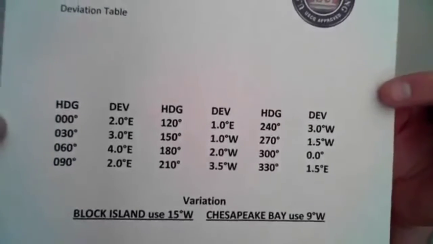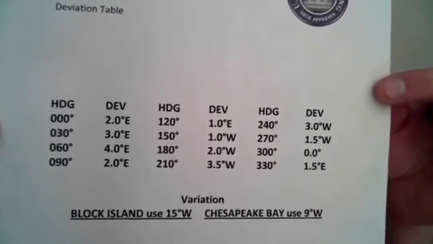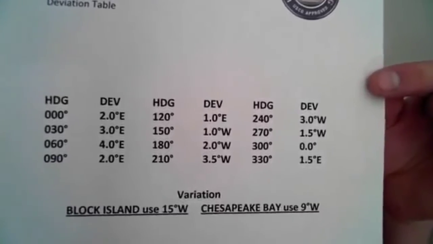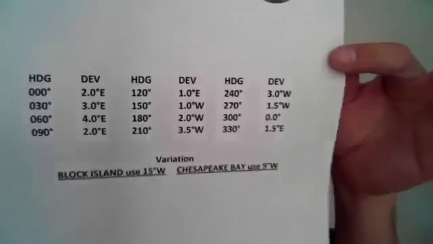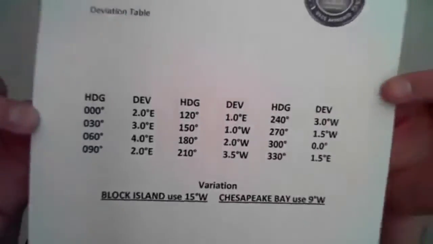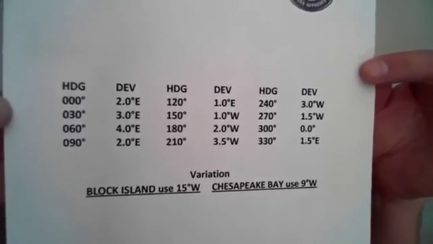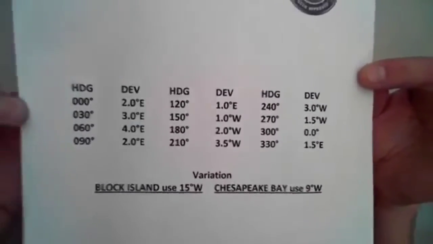You will find this deviation table under topic 3. There's a PDF that says deviation table. This is what you get, this deviation table here. And we get heading. For each heading, it gives us a deviation.